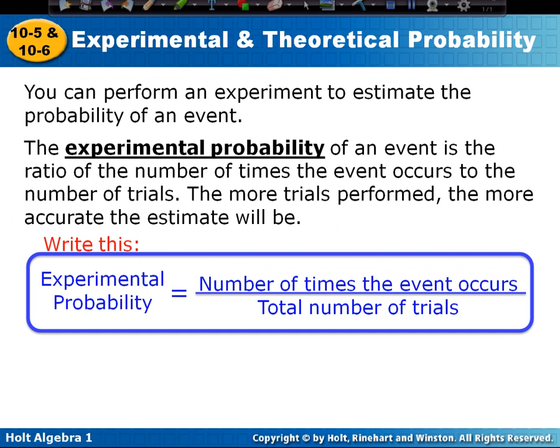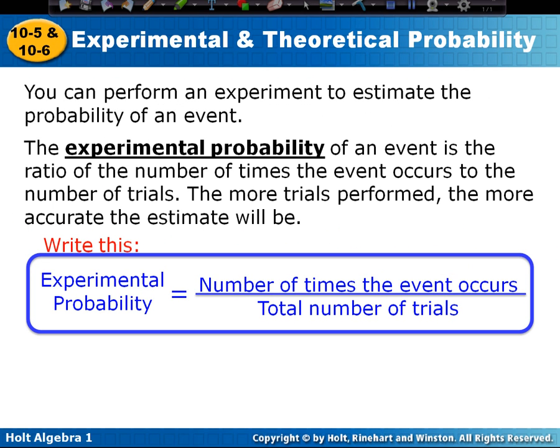You can perform an experiment to estimate the probability of an event. The experimental probability of an event is the ratio of the number of times the event occurs to the number of trials. The more trials performed, the more accurate the estimate will be. Write what's in the blue box here: experimental probability, number of times the event occurs over the total number of trials. All right, so make sure that you have written down what's in the blue box here before you move on.